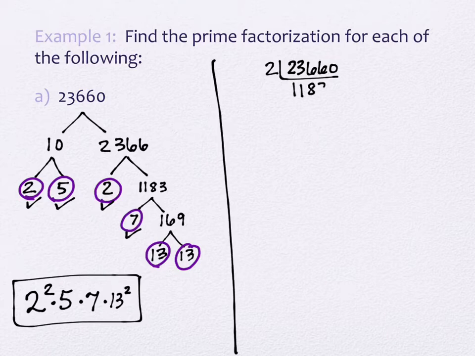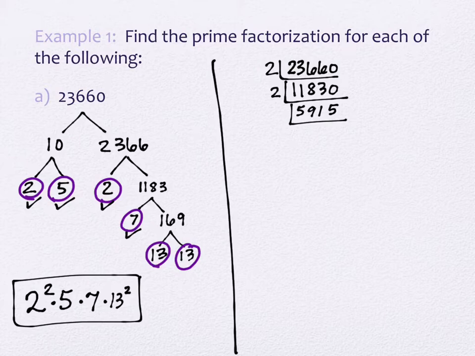11,830. Fabulous. And at that point, it's still even, so we would divide by 2 again. So 11,830 divided by 2, what do we get? 5,915. Okay. So at this point, it's no longer divisible by 2.